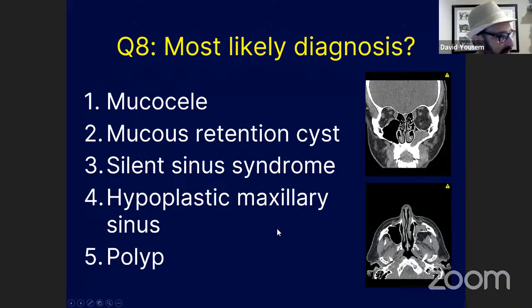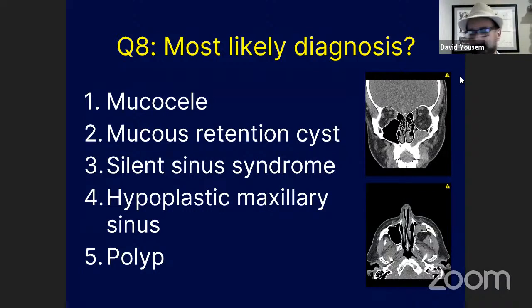So given question number 8, is this a mucocele? If so, answer number 1. If you think it's a mucus retention cyst, answer number 2. If you think it's a silent sinus syndrome, number 3. Number 4 for hypoplastic maxillary sinus, and number 5, a polyp. So obviously the abnormality is in the left maxillary sinus. So let's see how the audience did on this case.